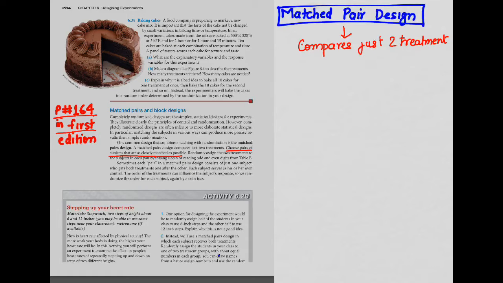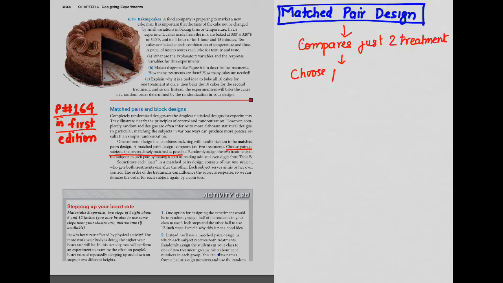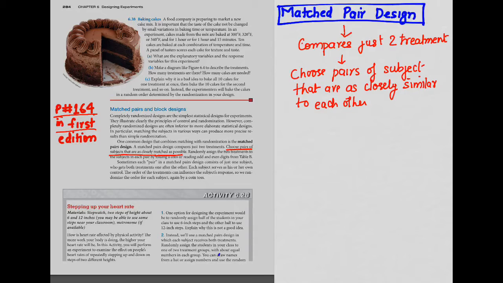You have a two-treatment comparison, and after that you choose pairs of subjects, like the people you're conducting the experiment on, that are as closely similar to each other as possible. So they should be almost exactly the same, and then you conduct the experiment so that it avoids variation in subjects. So your subjects are almost similar, and our comparison of the treatments would be fair.